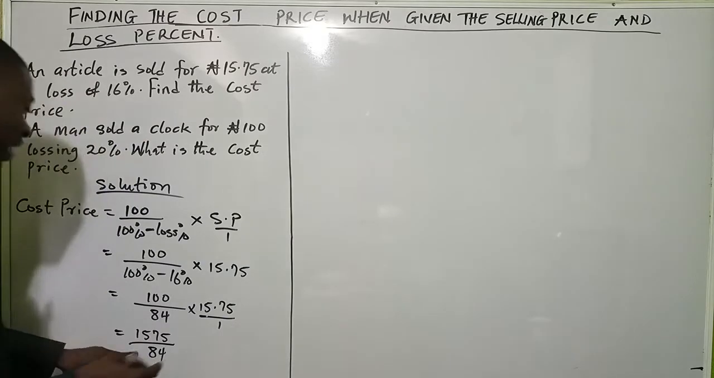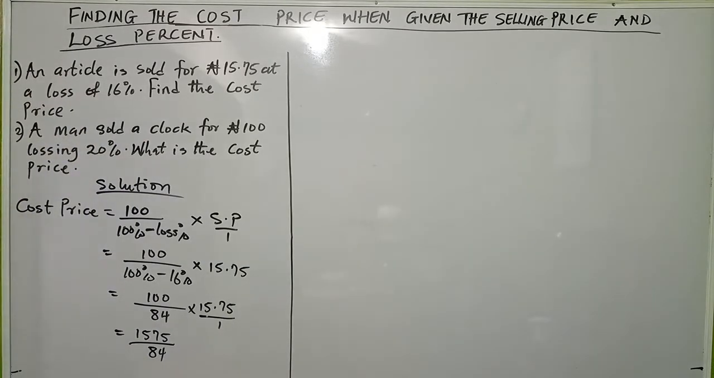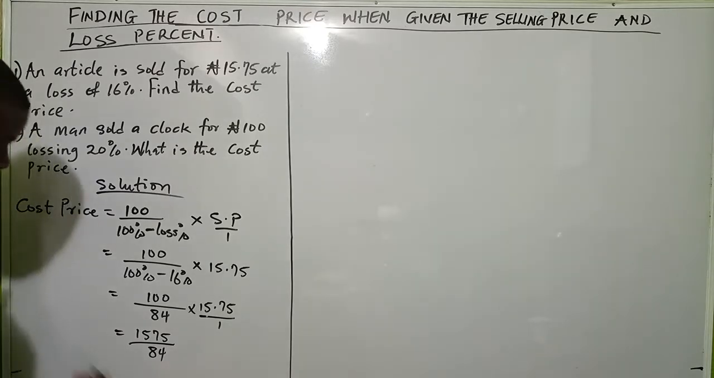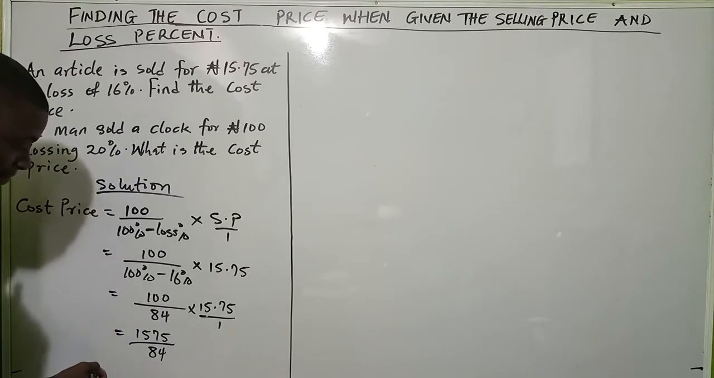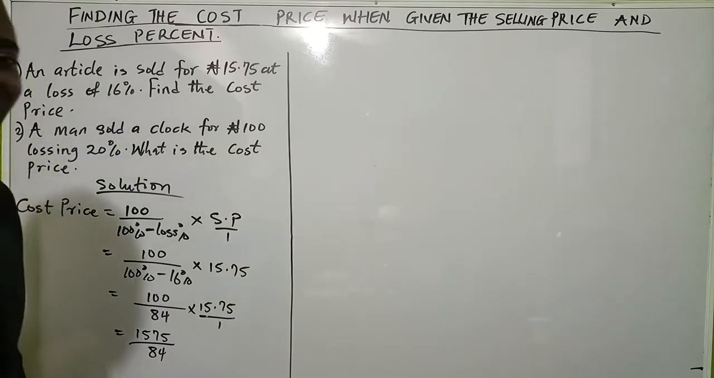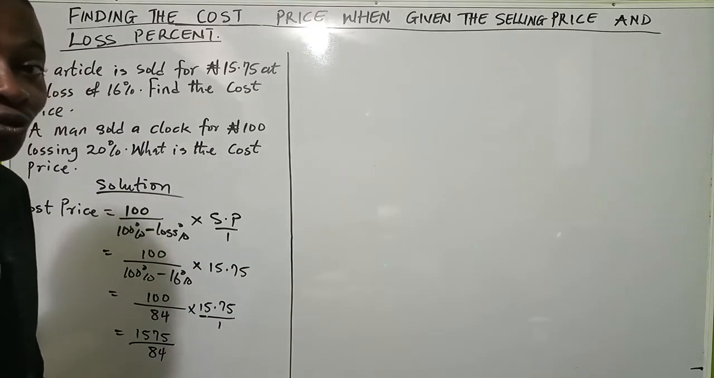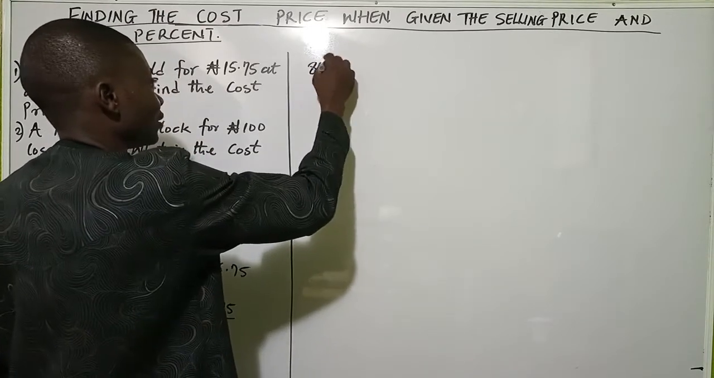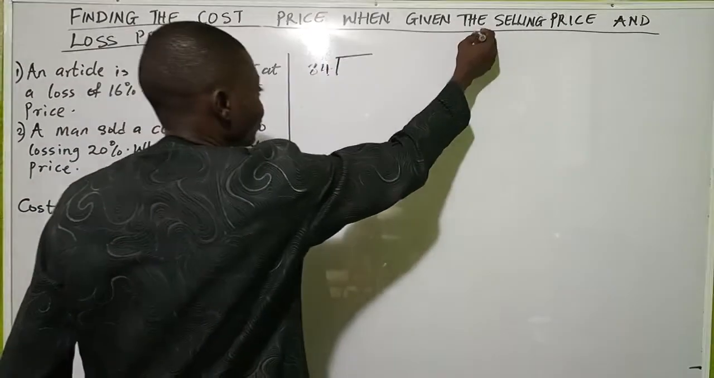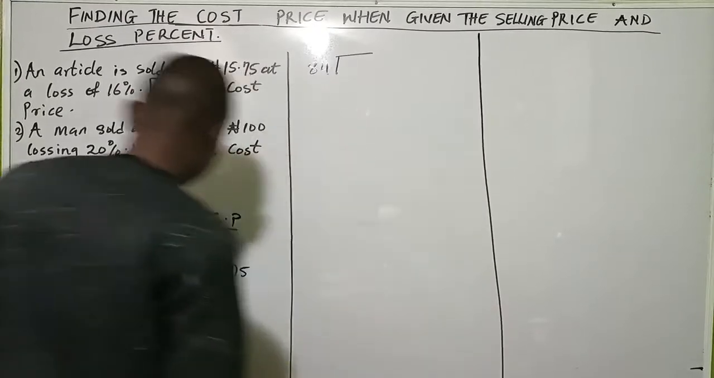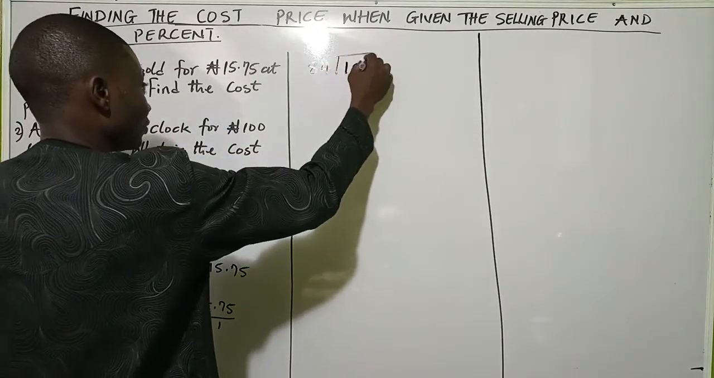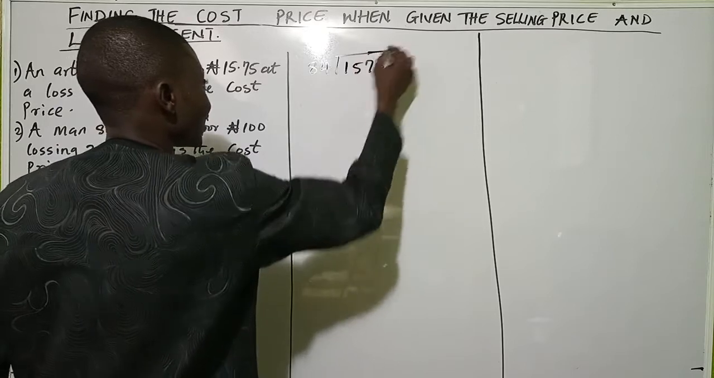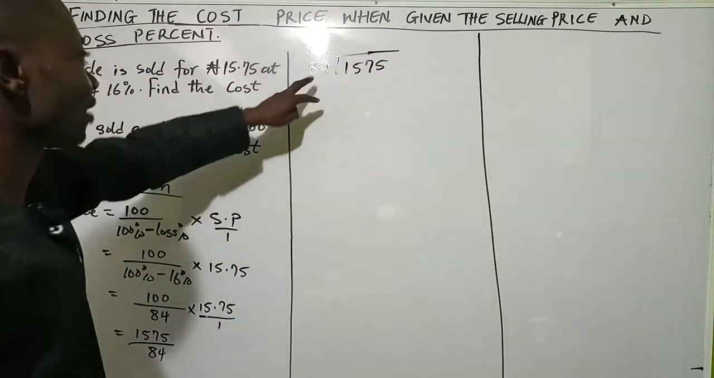So I can divide this now. Let's divide it and see what our answer is going to be. Let's use long division. Let me use this opportunity to remind us how to do long division. So you put 84 outside, then 1575 will be inside like this.